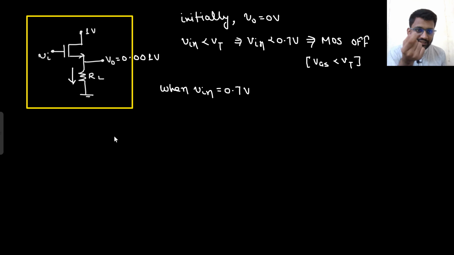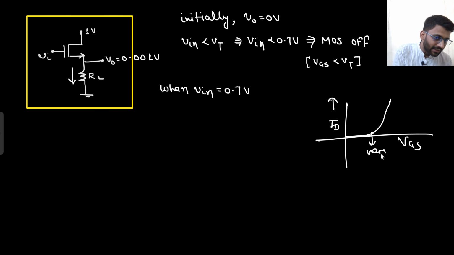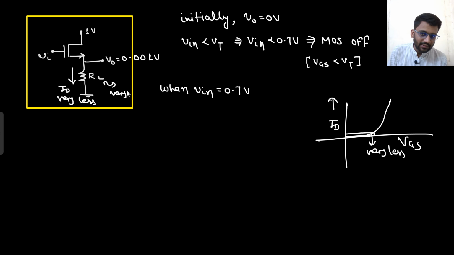Why so? Because just as you turn on the transistor, what will happen? What is the ID versus VGS curve? It goes like this. Just as the current flows, that value is very less, right? So very less amount of current flows here, and this value RL is also very less. That means this V naught will also be very less. But it will be somewhat greater than 0, that's for sure.